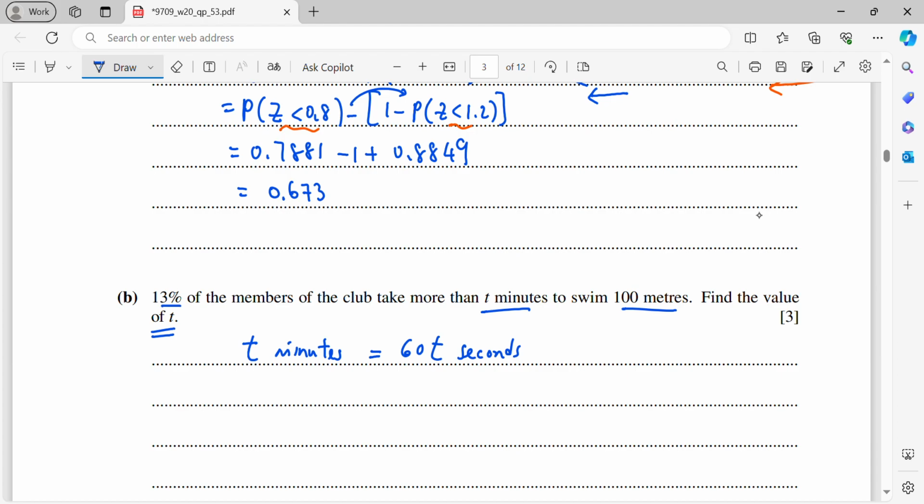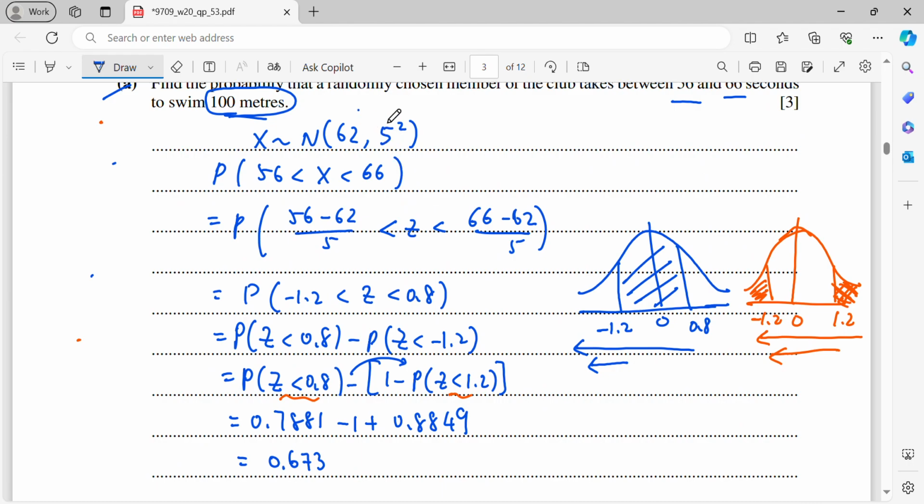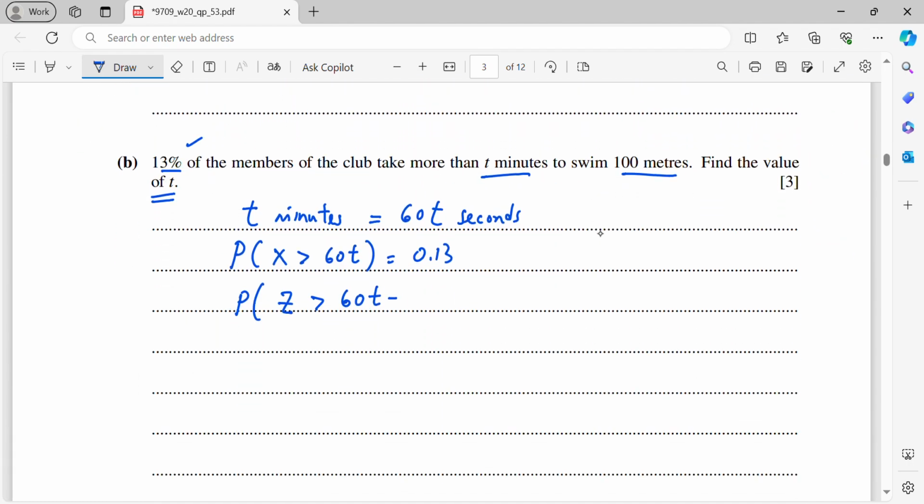Because my mean and standard deviation are in seconds, I change the T minutes into seconds so that it will be easier. So it's mentioned that X greater than 60T seconds with 0.13 probability. 13% converts to probability 0.13. So now you standardize it. So it will be 60T minus the mean, which remains the same, 62, standard deviation is 5. So minus 62 over 5.